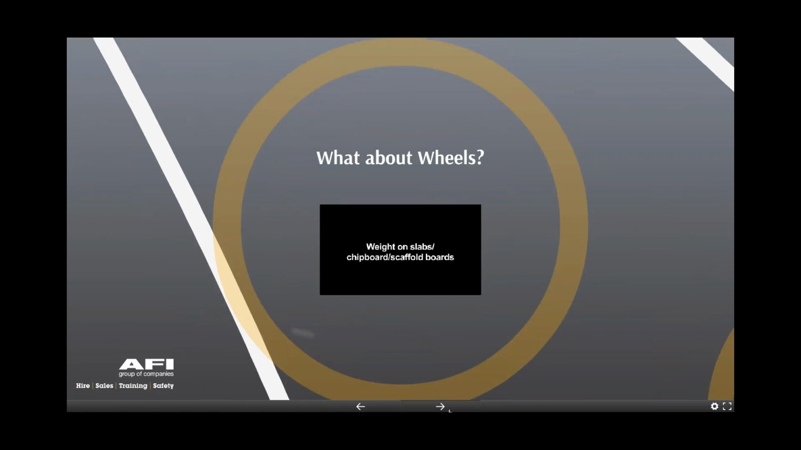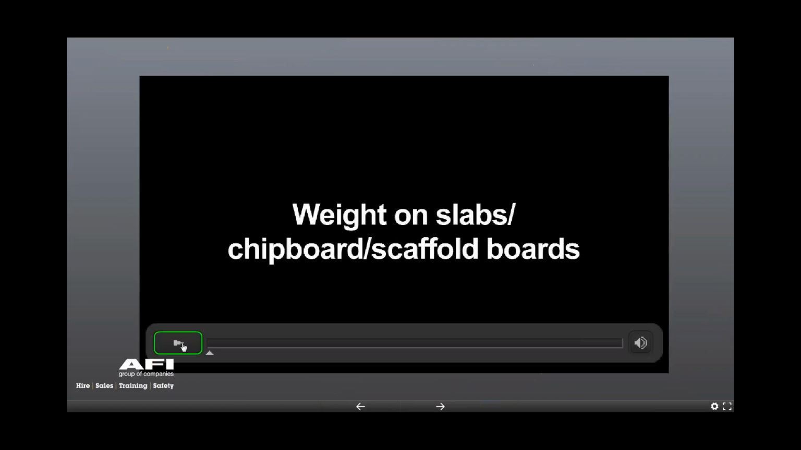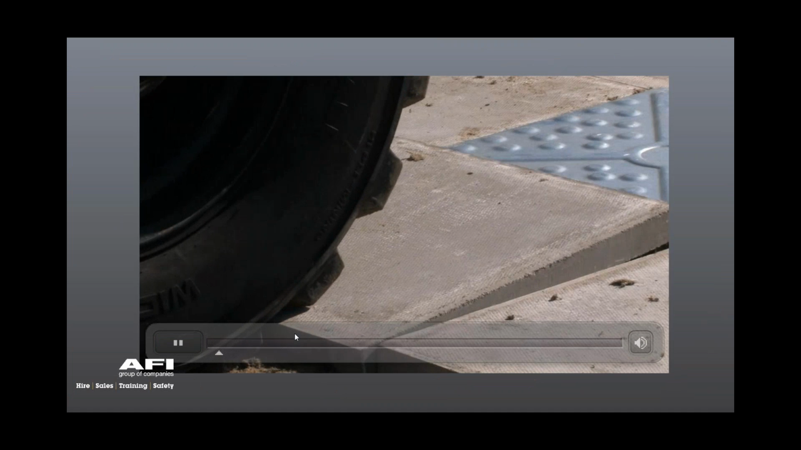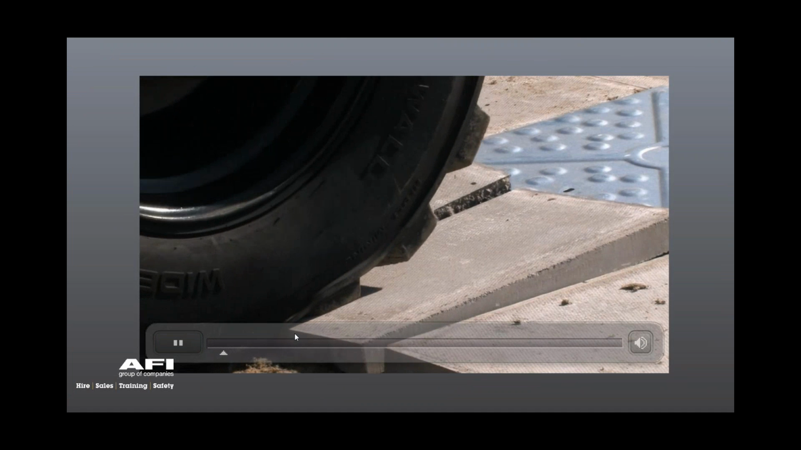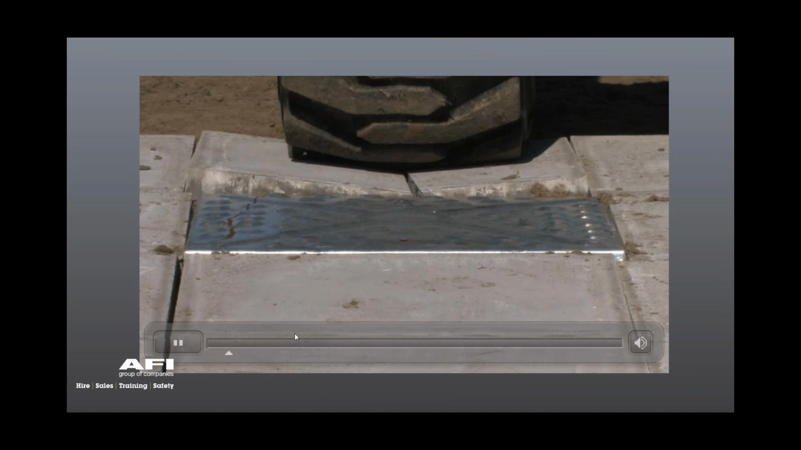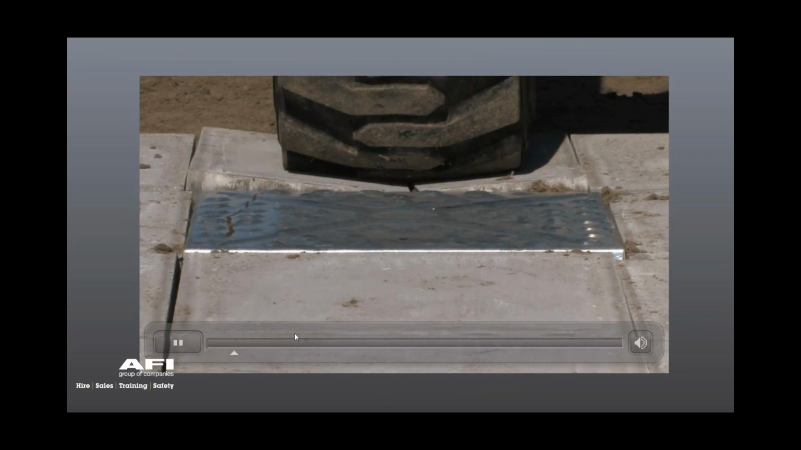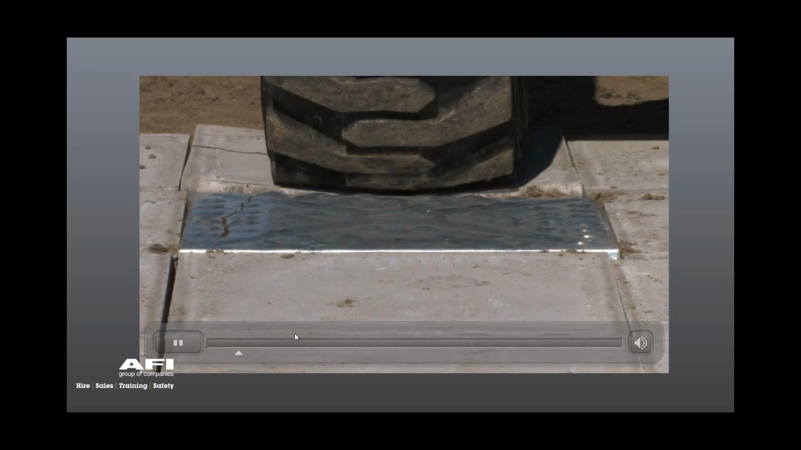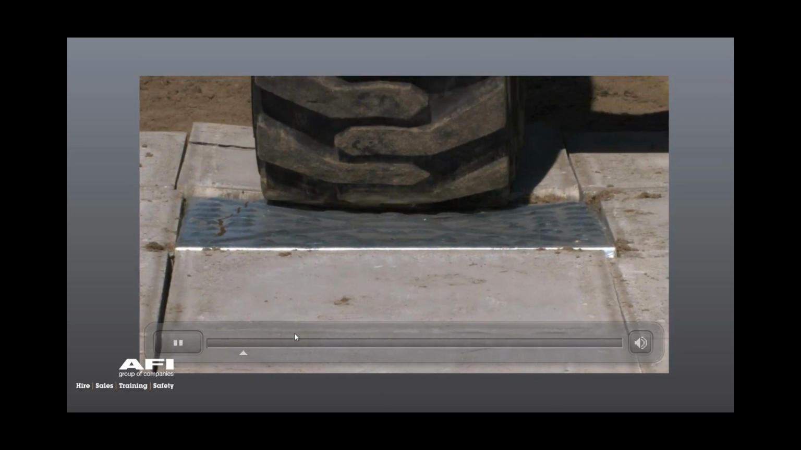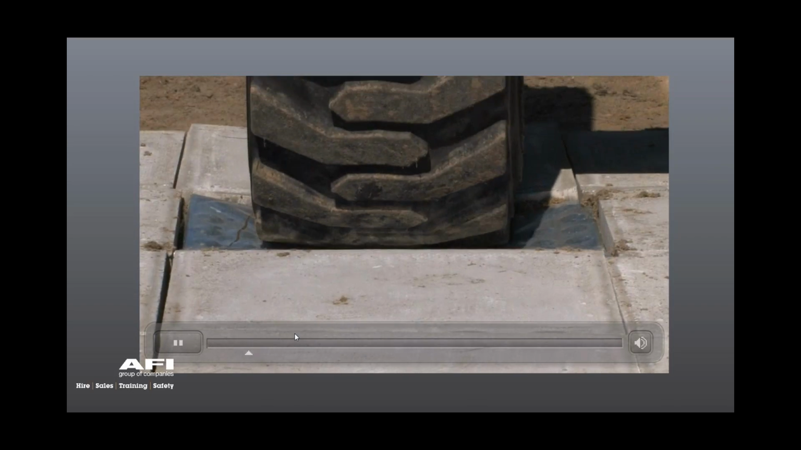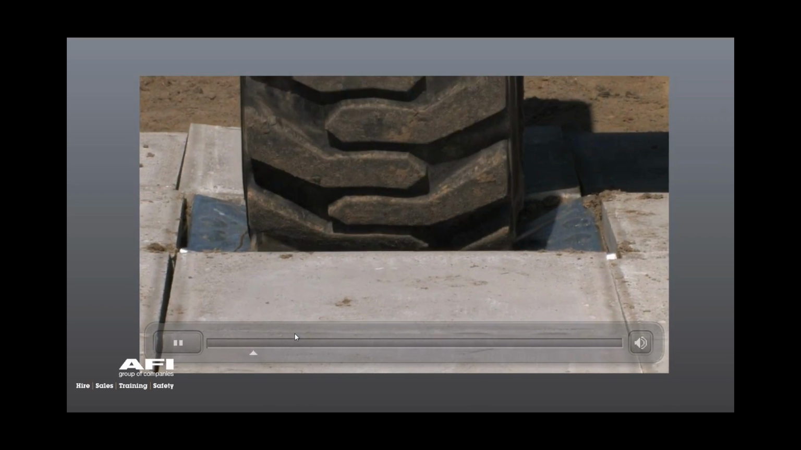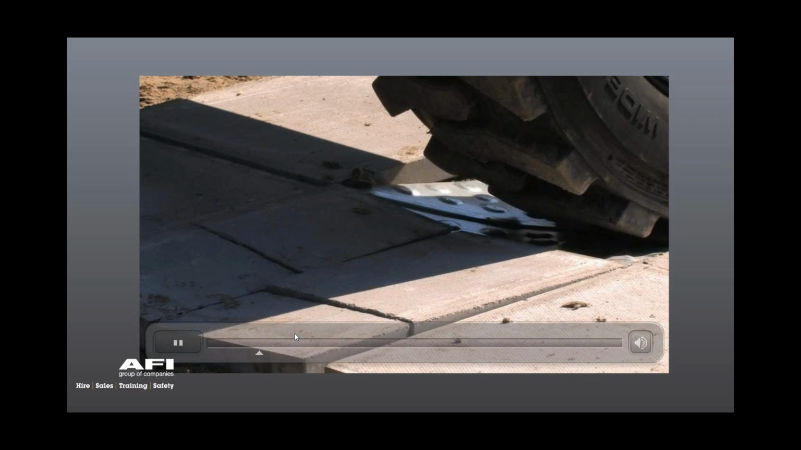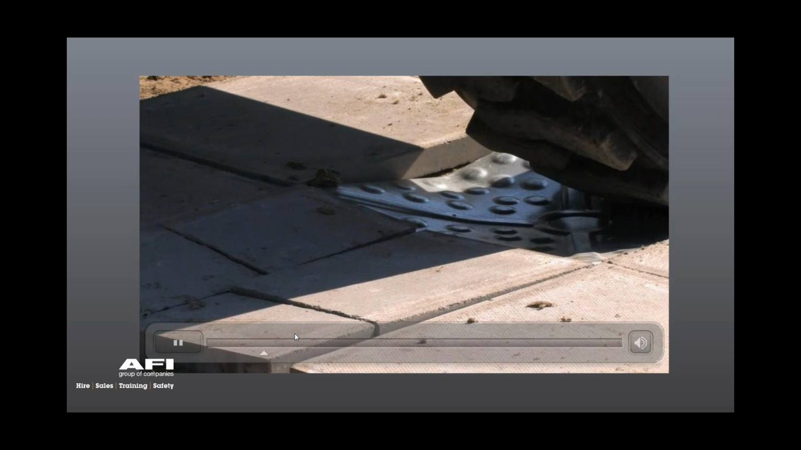But what about wheels? When I look at wheels, a little short film here, hopefully this will play easily. You can see the MEWP going on there. The machine probably weighs about 13 ton or so, and it's a typical, everyday piece of plant that we would see. And yet, it's just driven onto material.